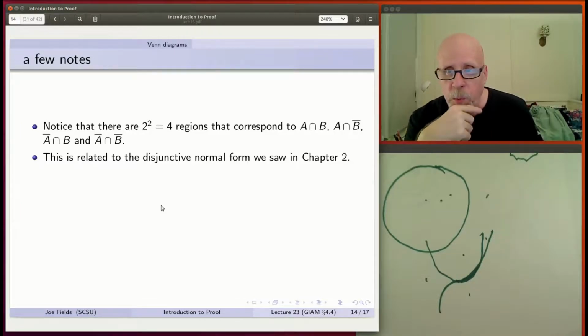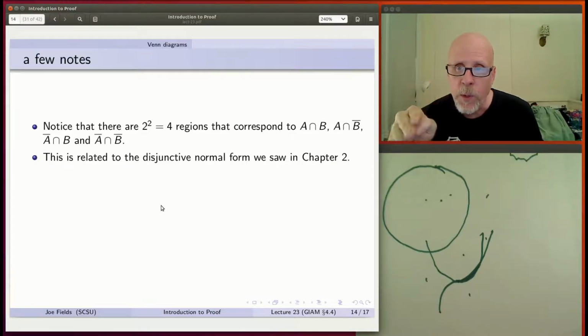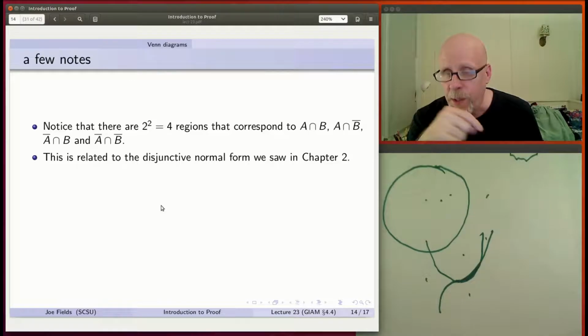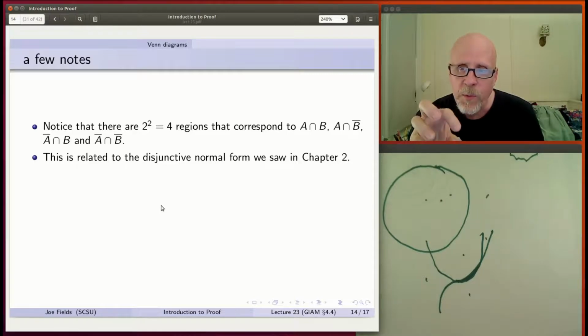These intersections we're seeing here are related to the disjunctive normal form we saw in chapter 2. Remember how that was the or of a whole bunch of ands? Well, these intersections are the ands. So the little sets intersected with the other set with either a complement or not, those are designed to show you all the possible simple regions that you could create in the Venn diagram.